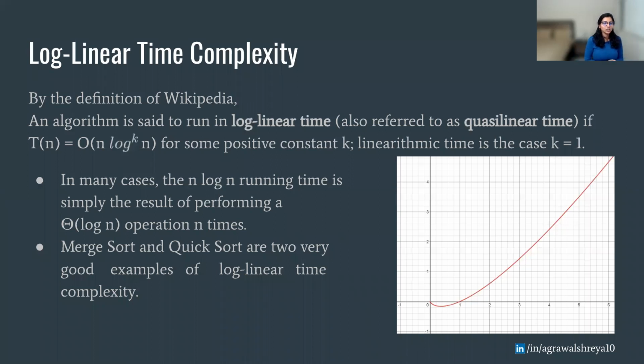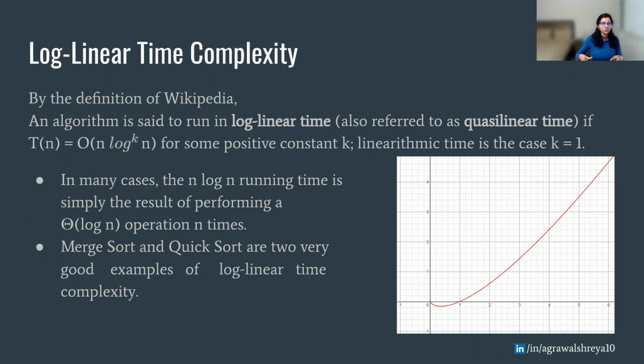All right. So let's look at the next slide where we are going to discuss log linear time complexity. By the definition on Wikipedia, it is also called quasi-linear time, and it is where the number of computations you are doing for performing any function is n log to the power k of n, where k is some constant, so we can ignore it or consider it, it doesn't really matter. It could be any positive constant, any value that will become insignificant in the larger picture.